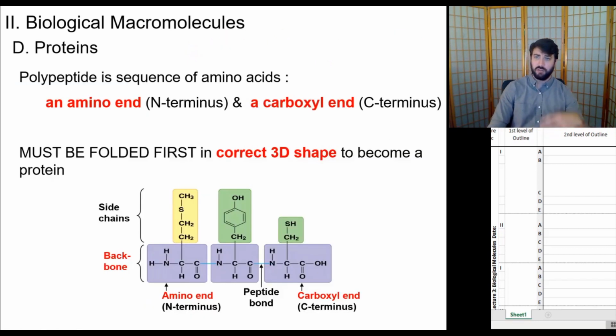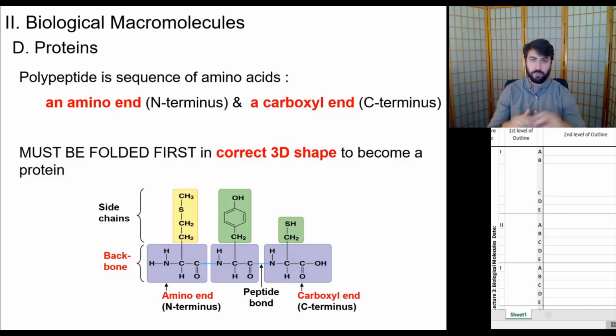Now, to orient yourself on polypeptides, you can either look at the N-terminus, which is where the amine is, or you can look at the C-terminus, which is where the carboxyl end is. Why would you necessarily refer to this as either the H or the OH side? Well, because remember, you lose the H or the OH in those dehydration reactions.